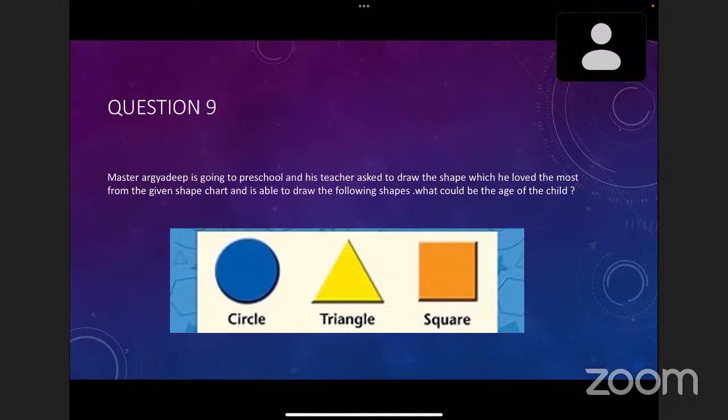So this is a question where the child is going to preschool and his teacher asks him to draw the shape he loved the most from the given shape chart, and he is able to draw the following shape. What could be the age of the child? For this, you should know this is also a fine skill which is developed only after the child attains the mature pincer grasp. Then only can the child hold a pencil or pen and scribble. The scribbling occurs at the age of 15 months. So you should answer 15 months. From this time, the child will start his motor activity. So he will start to scribble.